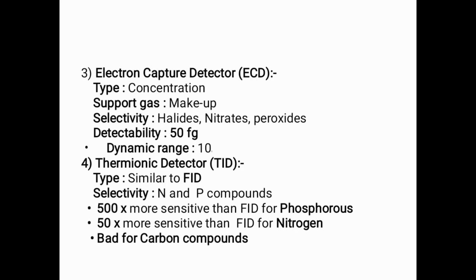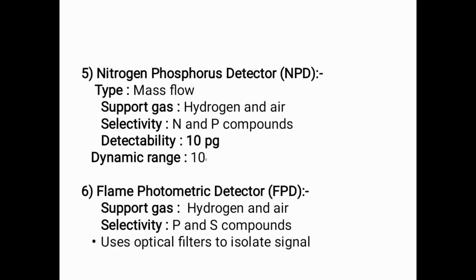The next detector is the thermionic detector. It is similar to the flame ionization detector. It is selective for nitrogen and phosphorus compounds. It is 500 times more sensitive than the flame ionization detector for phosphorus and 50 times more sensitive than the flame ionization detector for nitrogen, and it is bad for carbon compounds.